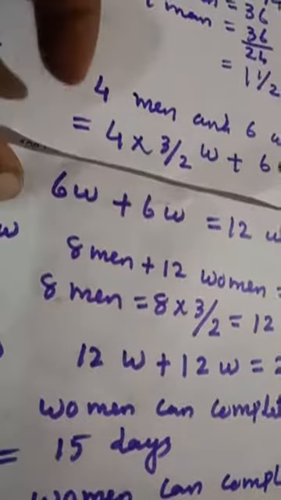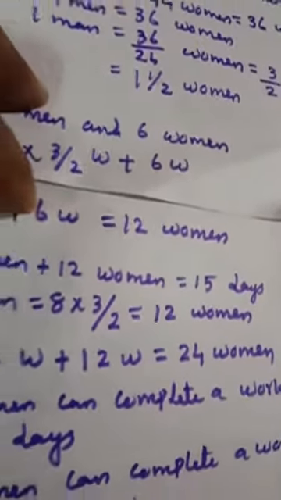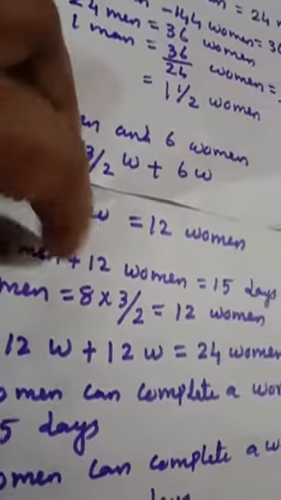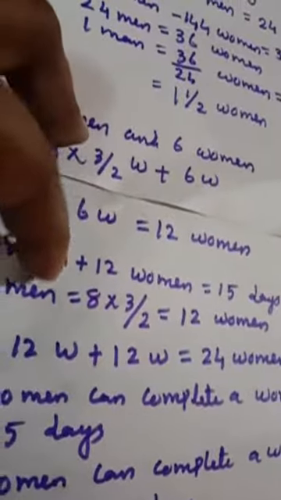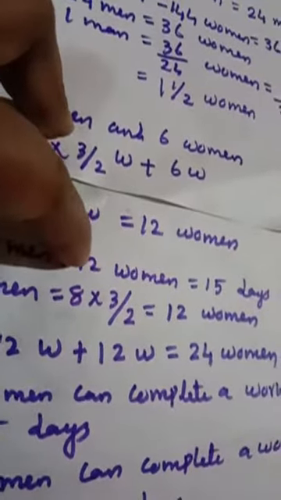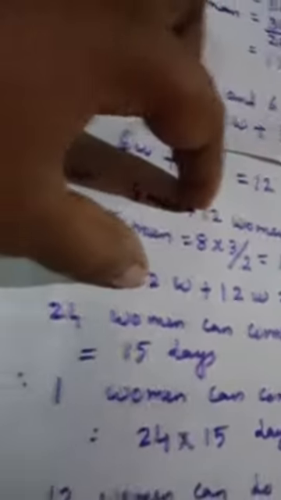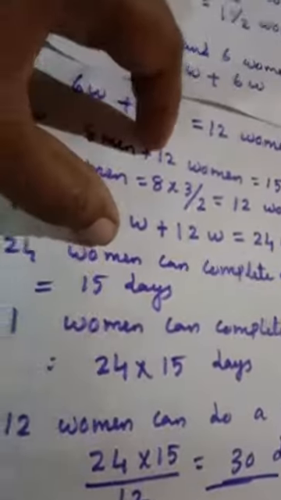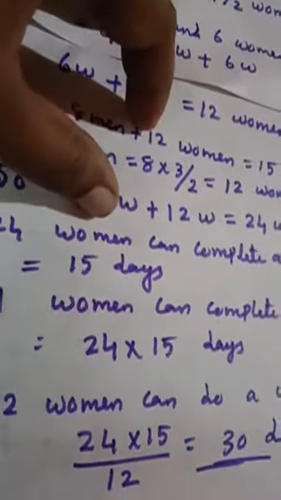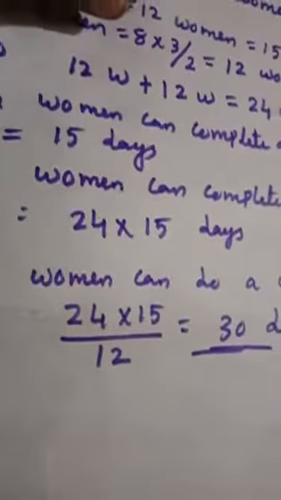Okay, so before that, one more thing is given. 8 men and 12 women can complete a work in 15 days. Here also we convert 8 men into women. So 8 men is equal to 8 into 3 by 2, 12 women. So 8 men is equal to 12 women, and again one more 12 is there, 12 plus 12, 24 women can complete a work in 15 days. Okay, so 1 woman can complete a work in 24 into 15 days. So 12 women can complete a work in 24 into 15 by 12, 30 days.